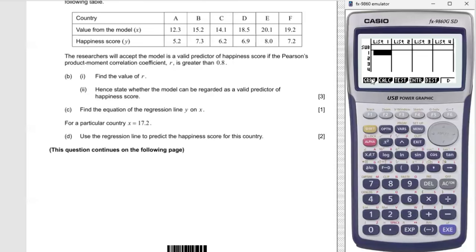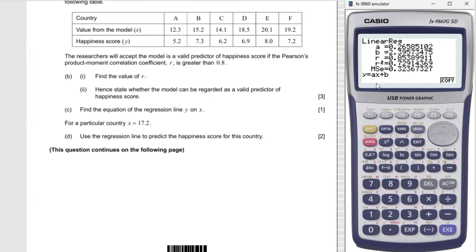We go to stats and we just feed in the values in the table: 12.3, 15.2, 14.1, 18.5, 20.1, and 19.2. The other part is 5.2, 7.3, 6.2, 6.9, 8.0, and 7.2. Then we go to calculate and this REG regression. Go here and just go for the linear one since we're using linear regression. So this is what I'm getting, and you see that there is a value of R given, which is 0.853899.